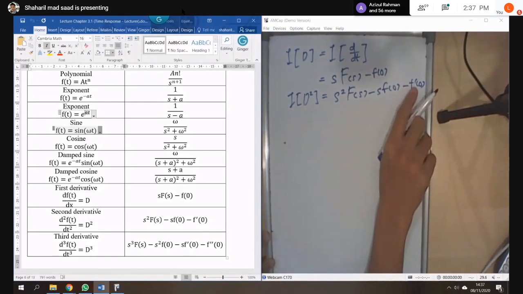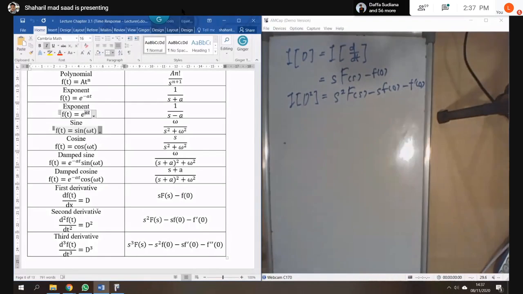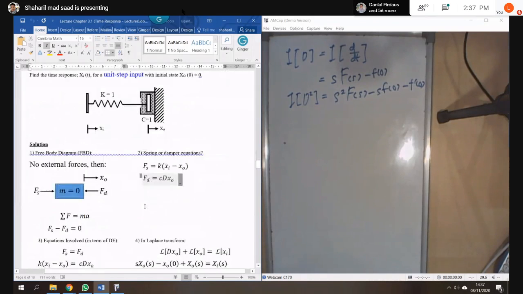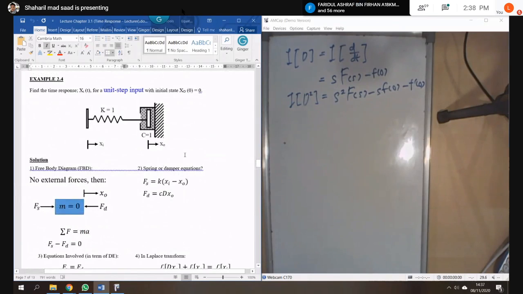So what does this one mean? I will explain to you. And when you Laplace the third derivative, it will be like this one. All right, so let's look at this example.